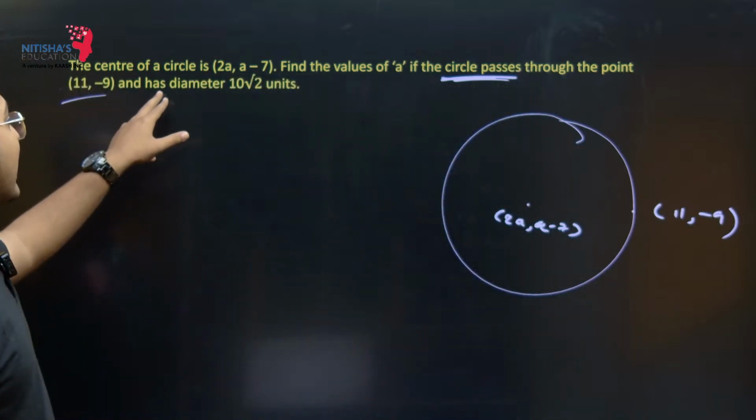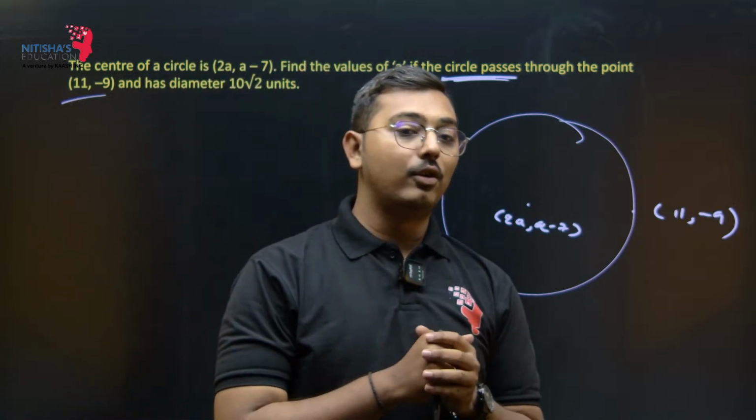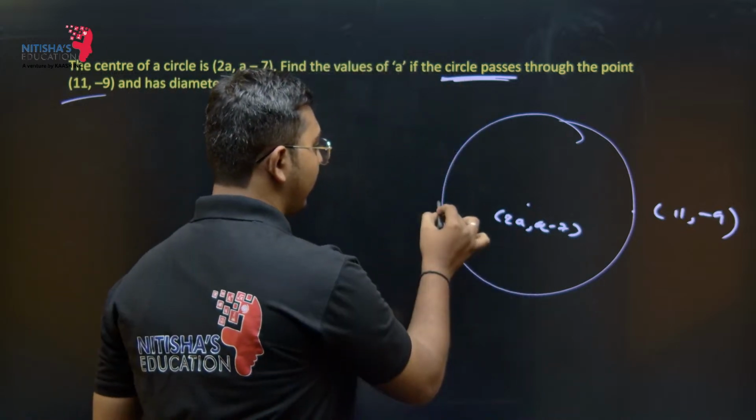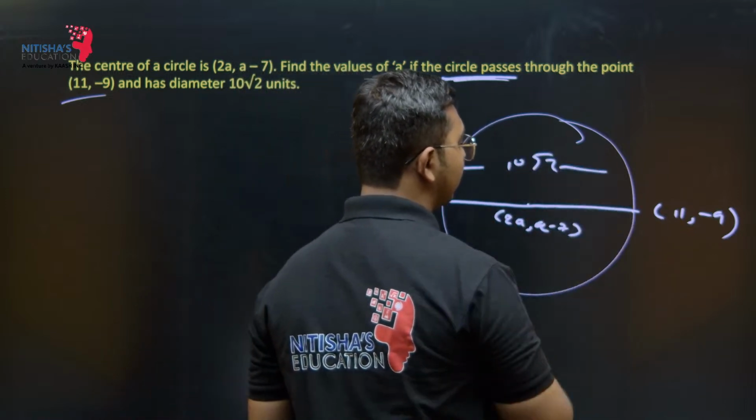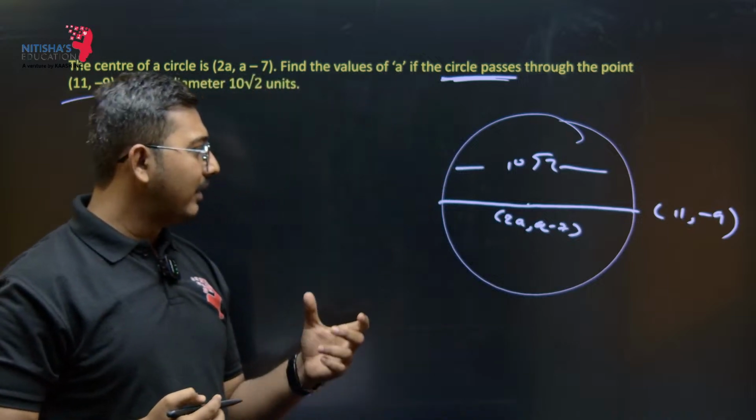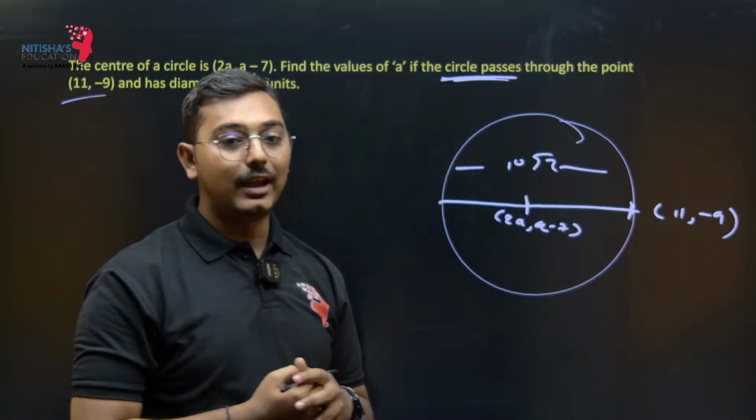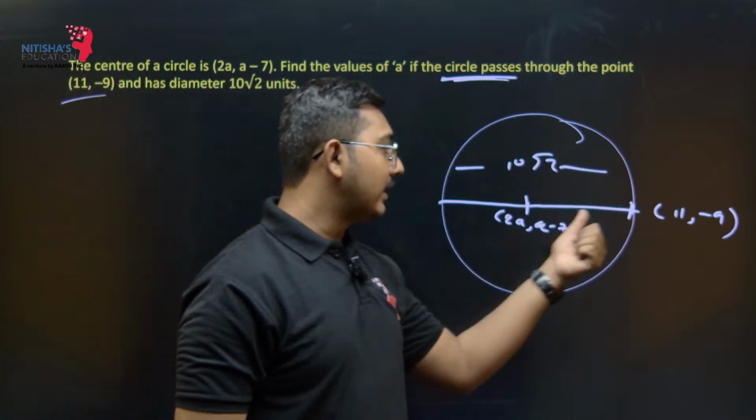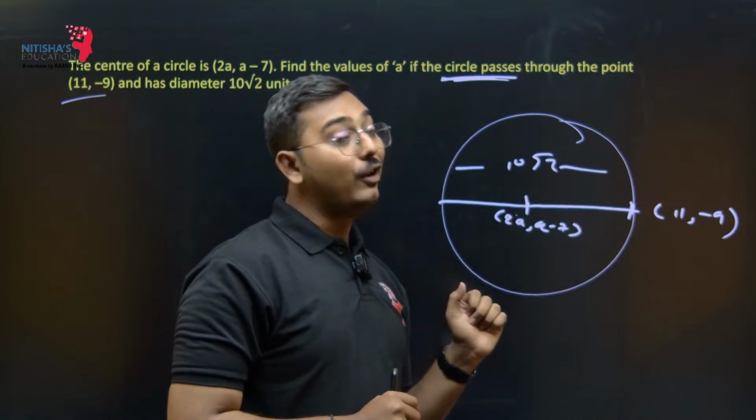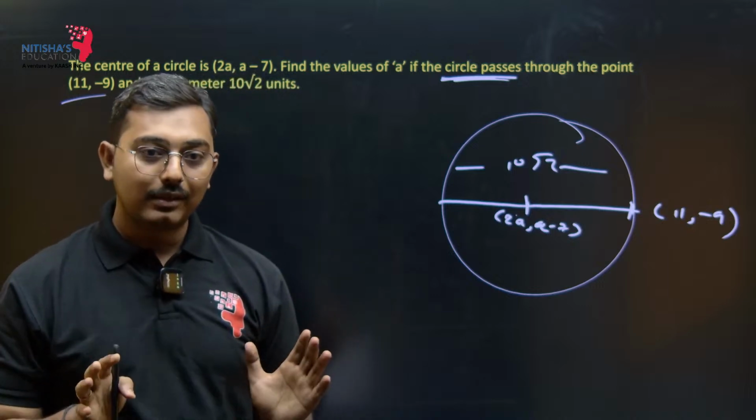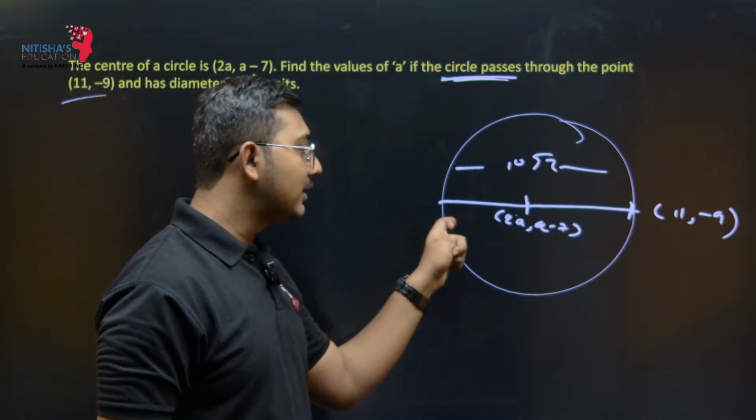Next, the circle has a diameter of 10 root 2. So make it like this, 10 root 2 full length. Now, is the diameter actually required? If you observe carefully, two coordinates are given to us and a distance is also provided. We need to find the value of a. Very simple. We'll be using the distance formula, where the distance is provided to us.